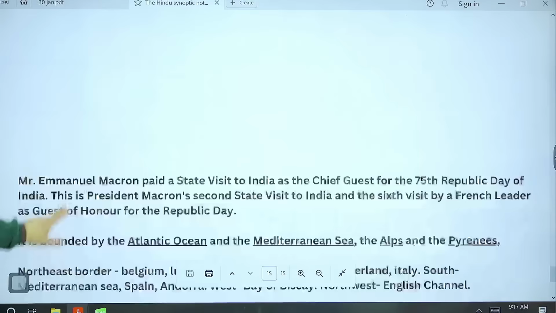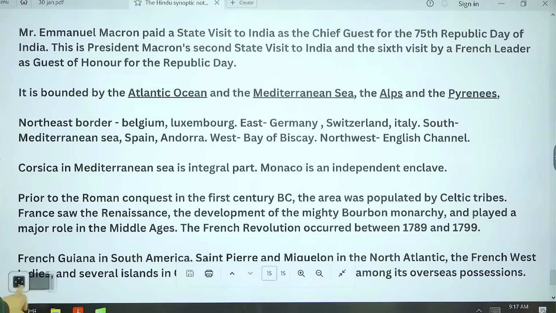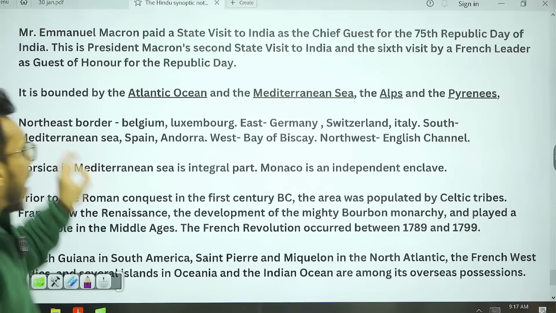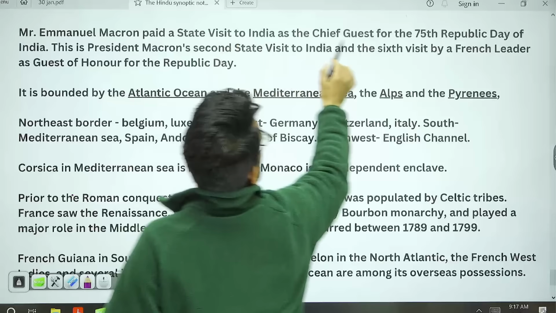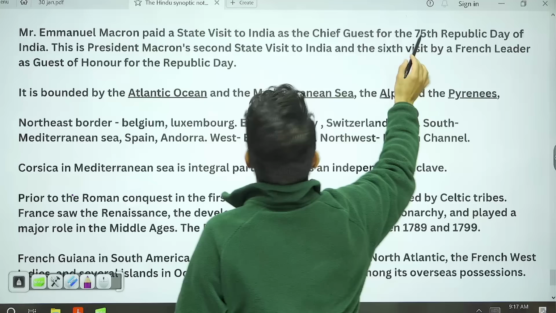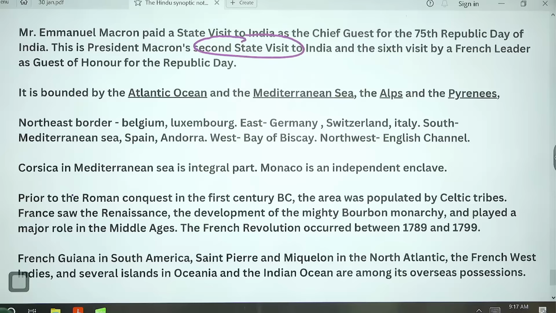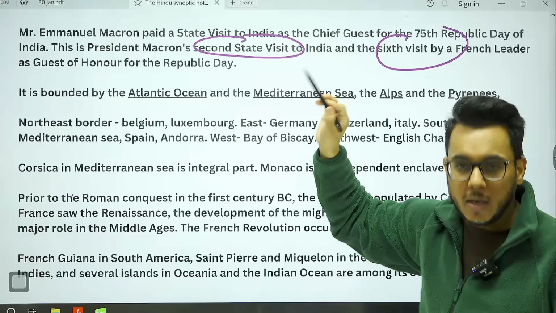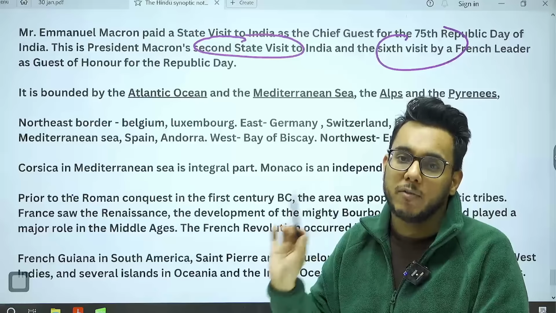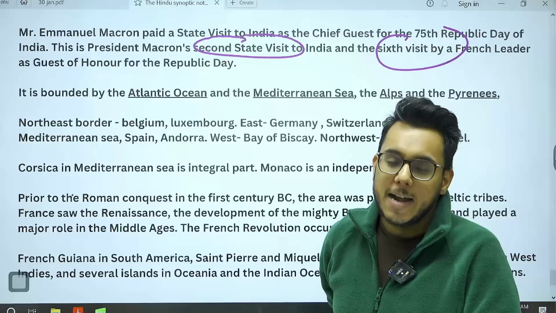Now guys, some important points with respect to France you need to know. Emmanuel Macron made this his second state visit, and this is the sixth visit by a French leader on Republic Day in India. France is the country which has got the maximum number of invites. And on 26th of January, we have seen one very good article here on India-France relations.